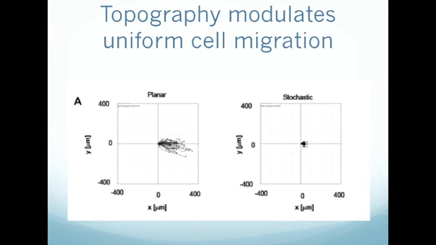This following figure depicts forward single-cell migration on planar and stochastic surfaces. These results imply that stochastic surfaces enable cell migration as uniform sheets, as opposed to sporadic single-cell migration.